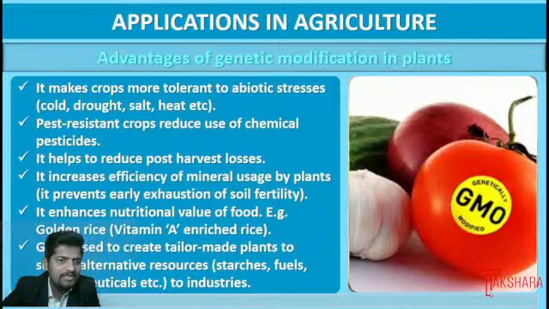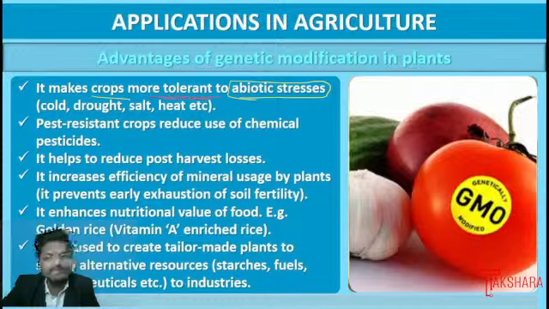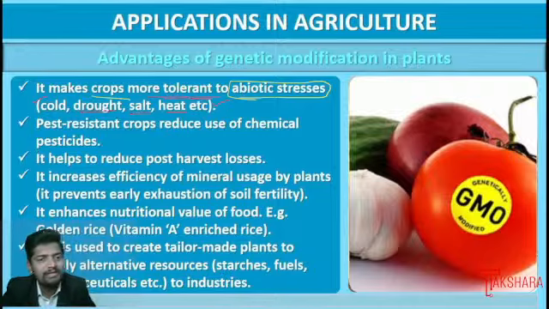it can make the crop more tolerant to abiotic stresses. This is one of the most important example advantages we write. What is this? They have more tolerance to the abiotic stresses. Many types of abiotic stresses are available. If you take the example of cold, drought condition, salt, heat, etc. When there is cold, drought, salt along with heat condition, the crop gets more tolerance.